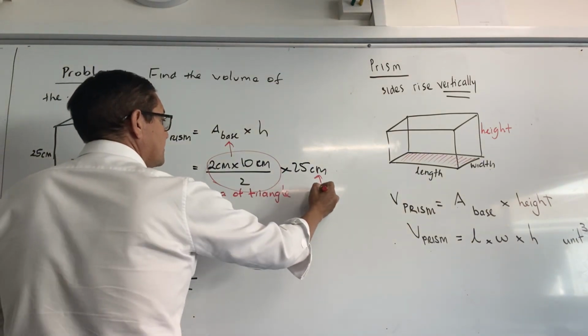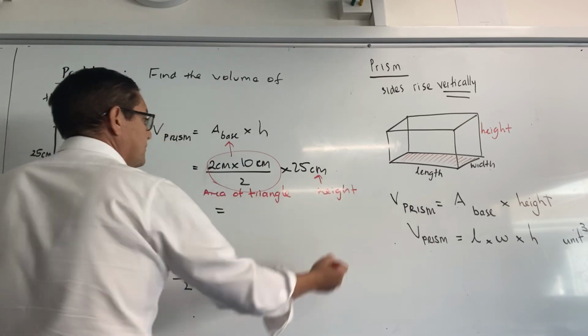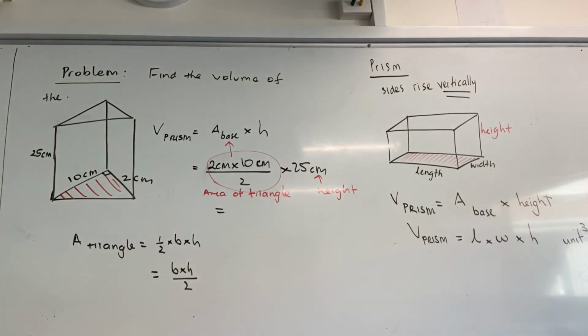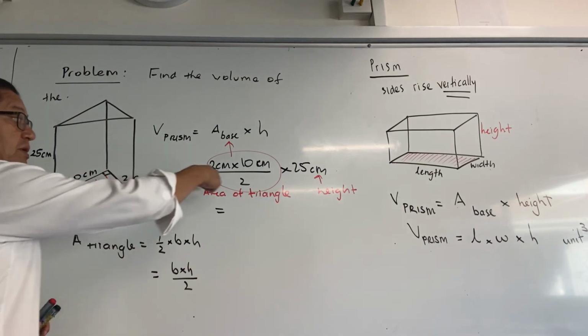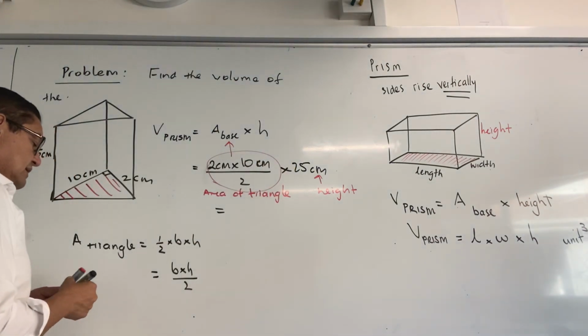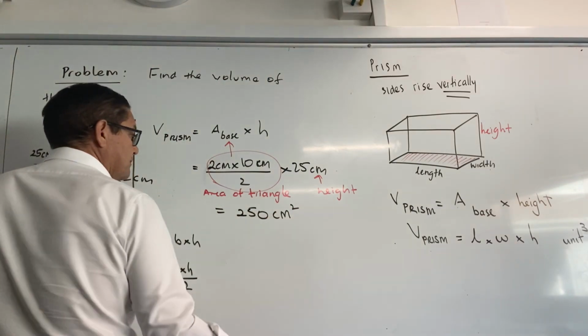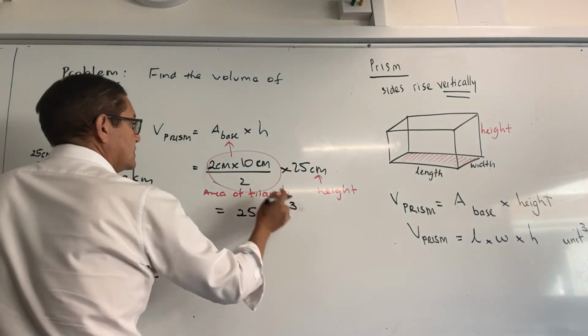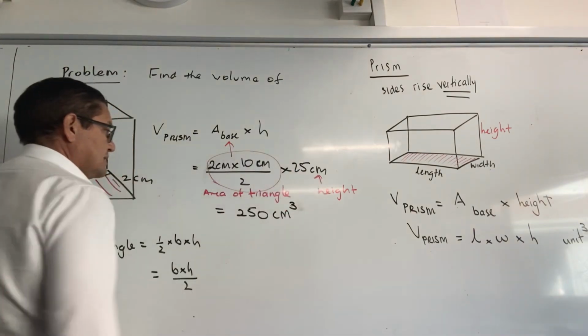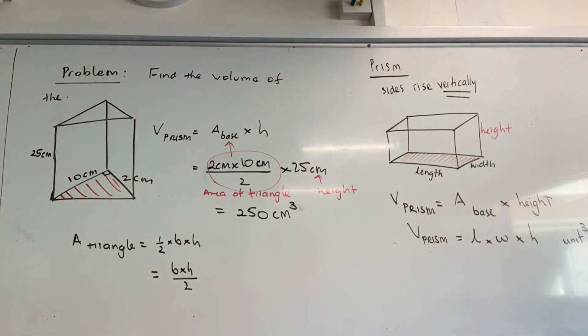And this here is the height. Now when you do that, 2 times 10 is 20, divided by 2 is 10, times 25. So you do that all on your calculator here, times 25. So that'll be 250 centimeters squared. Cubed. Centimeters times centimeters times centimeters. Okay. To see how the base is different? Cool.